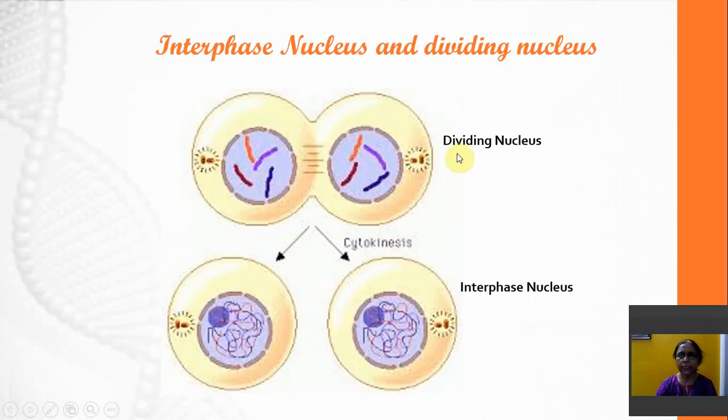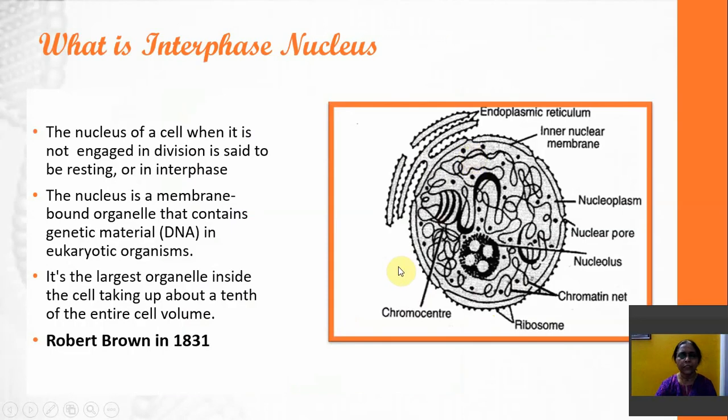Now when the cell divides, the chromosomes are in highly condensed state, and when the cell undergoes interphase, the resting stage, the chromosomes are in highly coiled state, that is called as the chromatin network. So this is the basic difference between the interphase nucleus and the dividing nucleus. Let us see the structure of interphase nucleus.